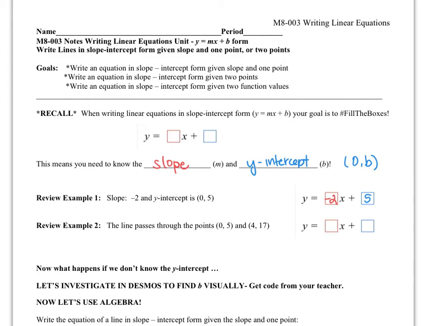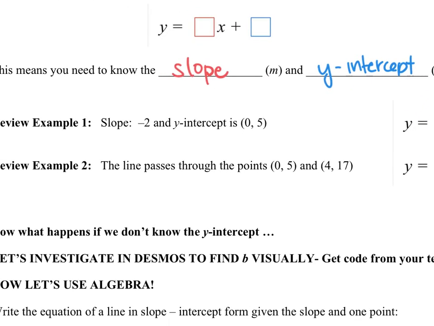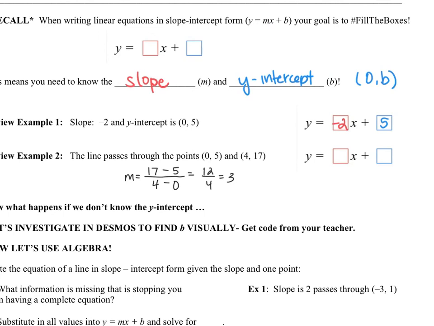In review example 2, since I don't know the slope, but I have 2 points, I'm going to start by finding my slope using the subtraction fraction. I'm going to do y2, which is 17, minus y1, which is 5, over x2, which is 4, minus x1, which is 0. This would give me 12 over 4 for a slope of 3, and now I can fill my slope box with 3. I also notice that one of my points has an x-coordinate of 0, which means my b value, in this case, would be 5.